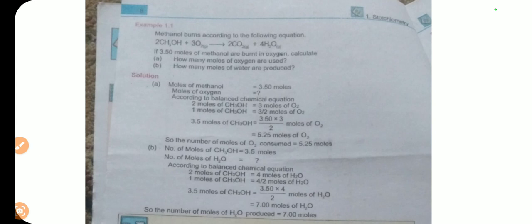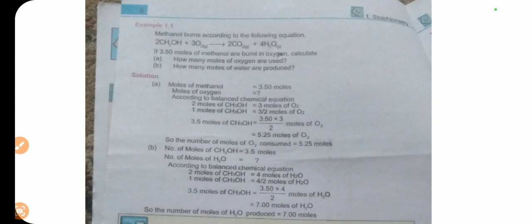Methanol burns according to the following equation. Here methanol is burned in the presence of oxygen. 2 moles of methanol molecules are going to react with 3 moles of oxygen molecule to form 2 moles of carbon dioxide and 4 moles of water molecule. In the above equation, 3.50 moles of methanol are given. So we have to calculate the number of moles of oxygen and number of moles of water molecules which are produced in the above chemical reaction.